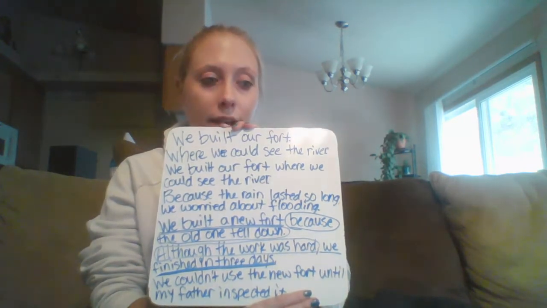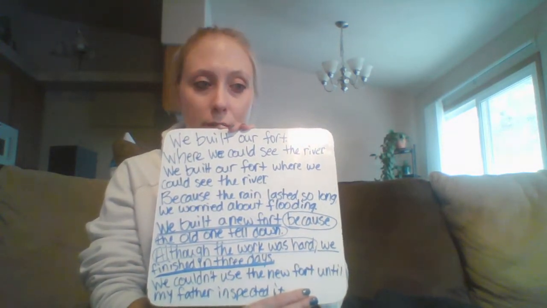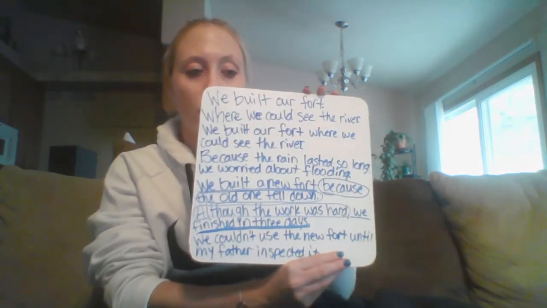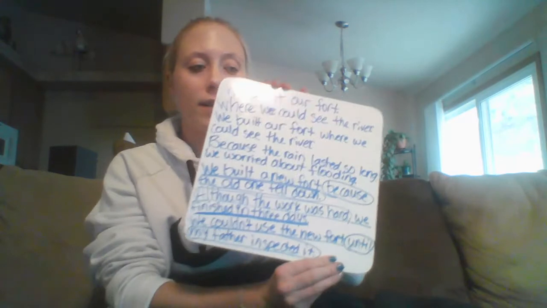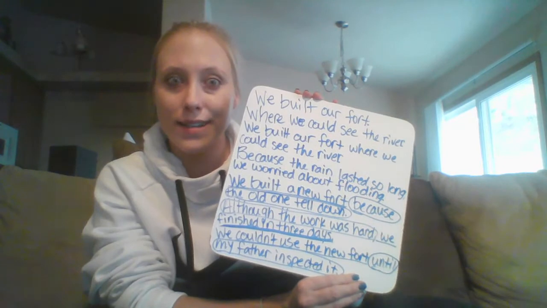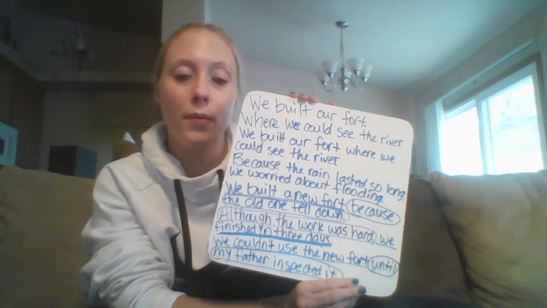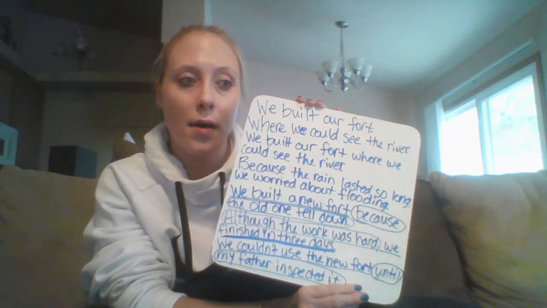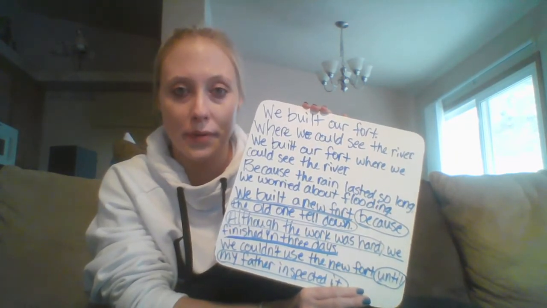Next one, underline the independent clause and circle the dependent clause. We couldn't use the new fort until my father inspected it. Okay. The independent clause is we couldn't use the new fort, and until my father inspected it was the dependent clause. If you look up where we talked about dependent clauses, we said until was one of our examples.